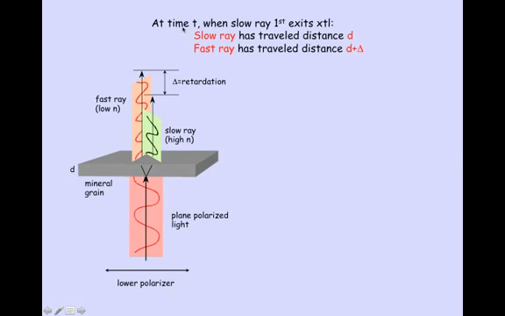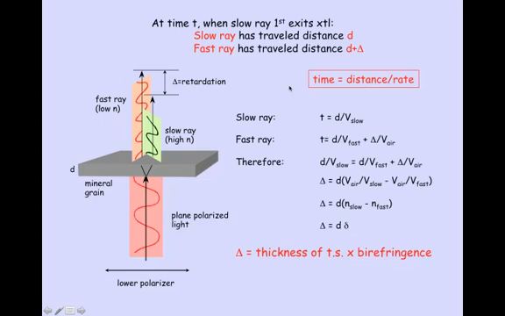So, to reiterate, at any given time when you're looking down the microscope, when the slow ray first exits the crystal, it's traveled a distance d. The fast ray has traveled a distance d plus the retardation. And because time equals distance divided by rate, you can go through this math if you like, but you get to the point where the retardation is equal to the distance times the birefringence. And that distance is actually the thickness of the thin section, 30 microns.